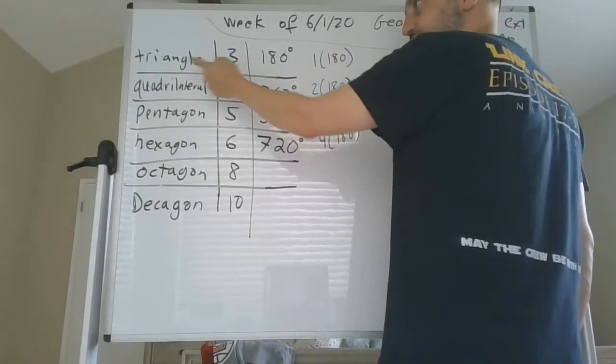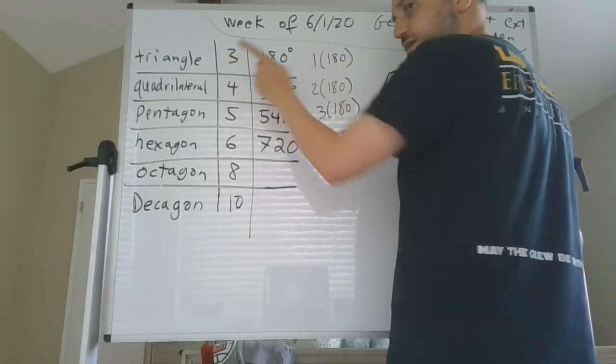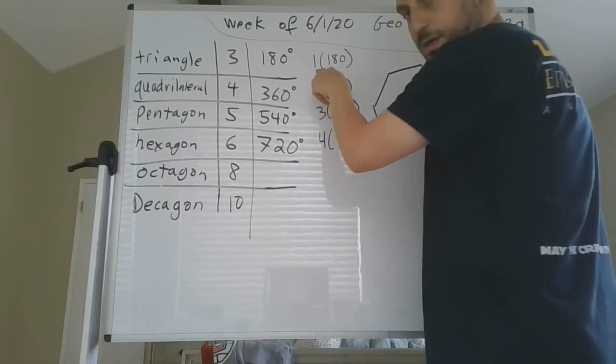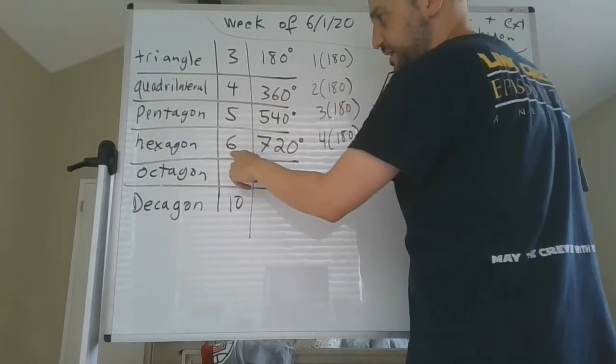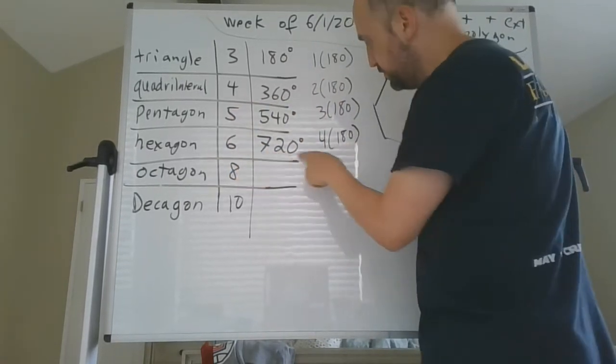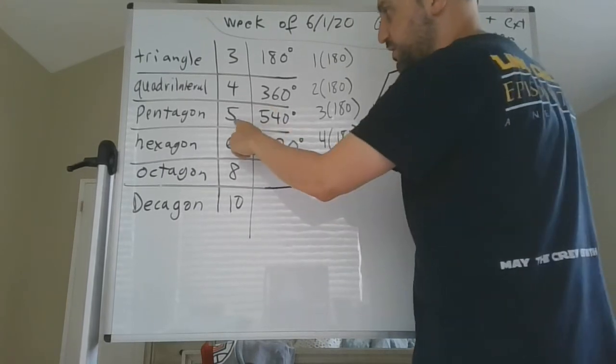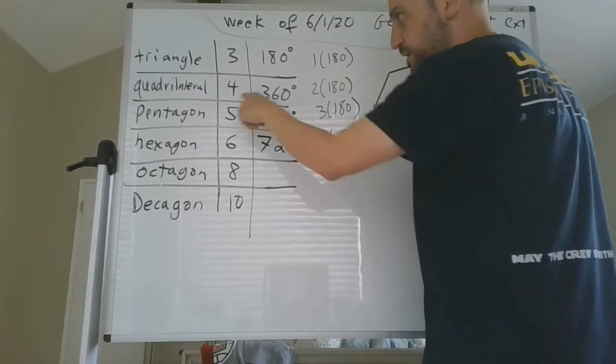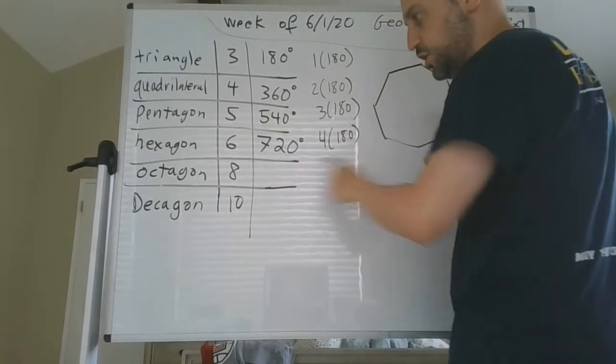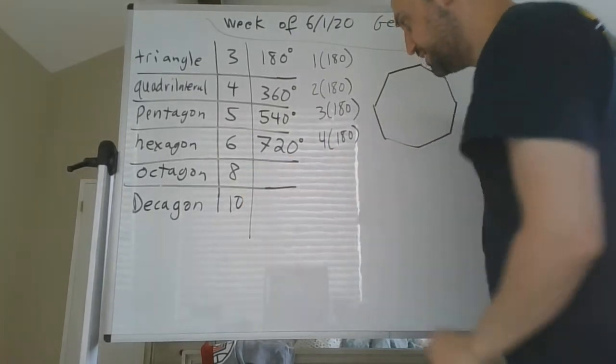What is 3? The number of sides of a triangle is 3. What's 3 minus 2? 1. Take a hexagon. What's 6 minus 2? 4. What's 5 minus 2? 3. 4 minus 2? 2. What's 8 minus 2? 8 minus 2 is 6.